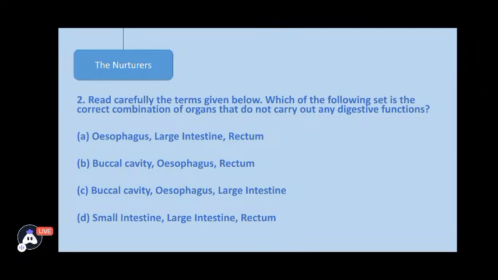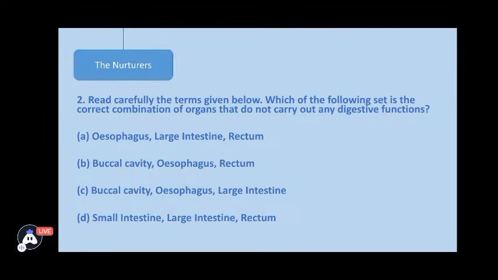Read carefully the terms given below. Which of the following sets is the correct combination of organs that do not carry out any digestive functions? So we know that our alimentary canal is made up of different parts, different organs where the food gets digested, absorbed, assimilated. So different things occur in our alimentary canal. The question is asking for the organs that do not carry out any digestive function, in which digestive function does not happen at all. They are responsible for different things except the digestive functions.